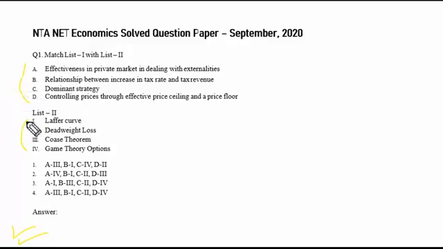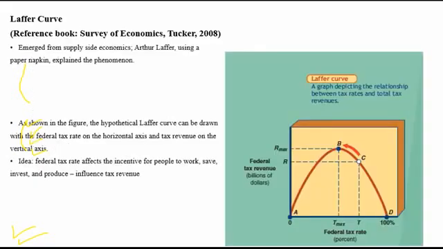So we see that there are four terminologies. First is Laffer curve, second is deadweight loss, third is Coase theorem, and fourth is game theory options, right? So let's look at the explanation so that we get some idea what these terminologies refer to. First, look at the Laffer curve.